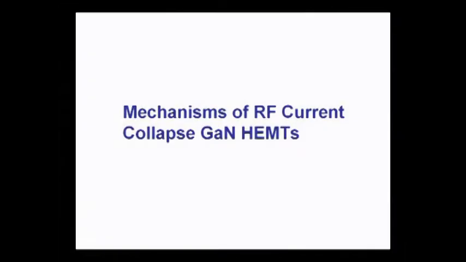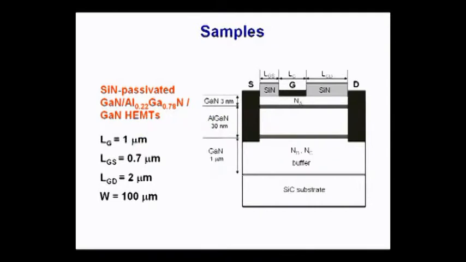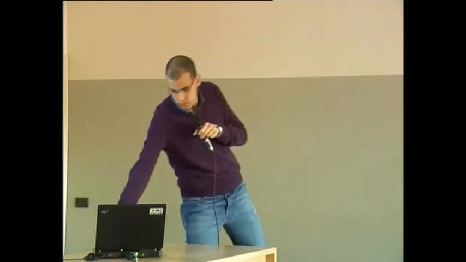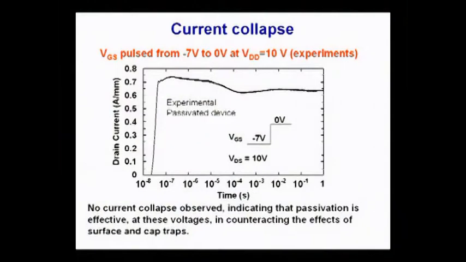Now I will talk about the mechanisms of RF current collapse in HEMTs. In this work, the devices used are passivated GaN-AlGaN HEMTs. This is a gate lag measurement in which VGS is switched from totally off conditions to totally on conditions. As we can see here, the gate lag is negligible at these voltages, indicating that passivation is effective.